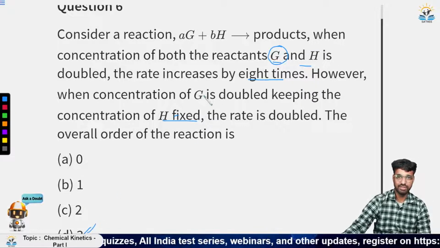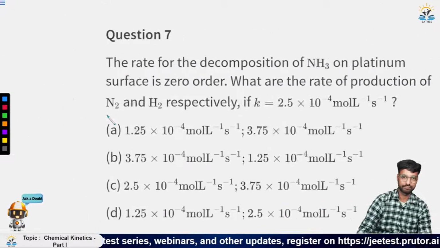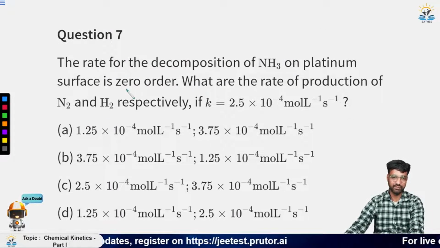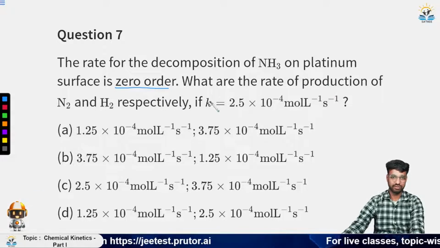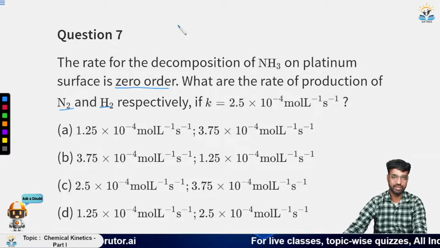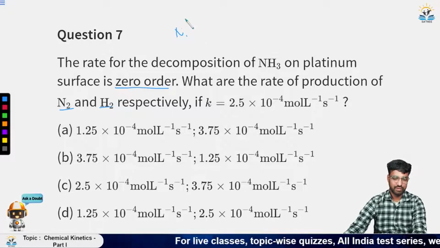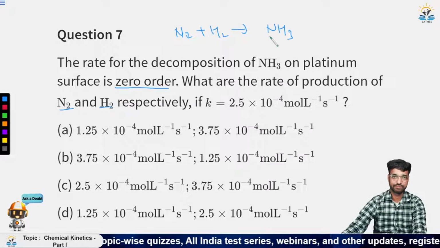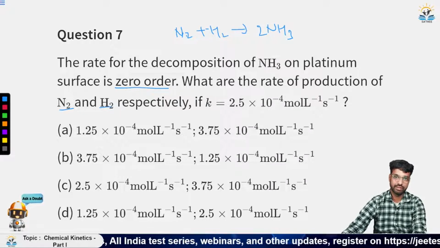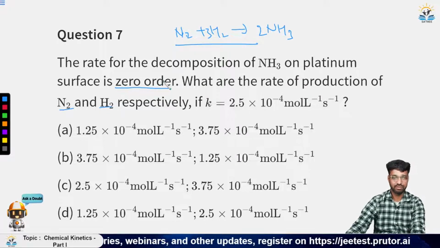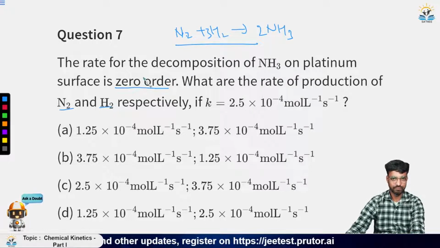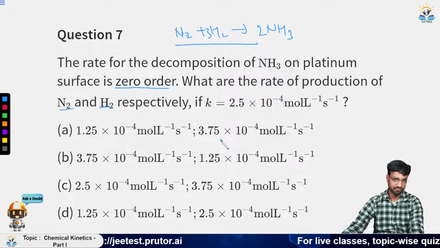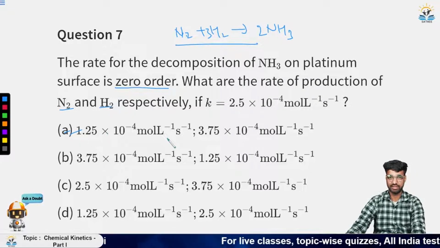1 with respect to G and 2 with respect to H. So I will not solve this further question. I just give you the direction. The rate of reaction on platinum is 0 order. What are the rates of production of N2 and H2? For this you just need to know the equation, that is Haber's process, which is N2 gives 2 NH3, and this is the equation that we have. So it is a 0 order on platinum. What are the rates of production of N2 and H2 if K is given? You solve it by yourself, you just have to take the rate law and solve it.